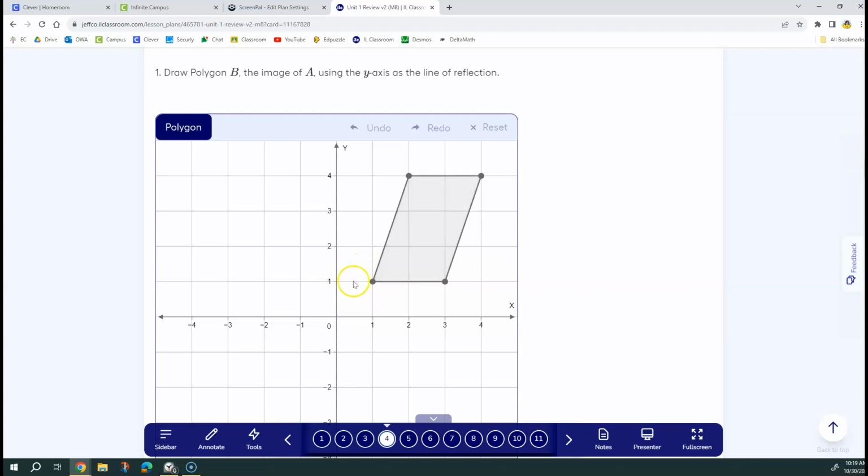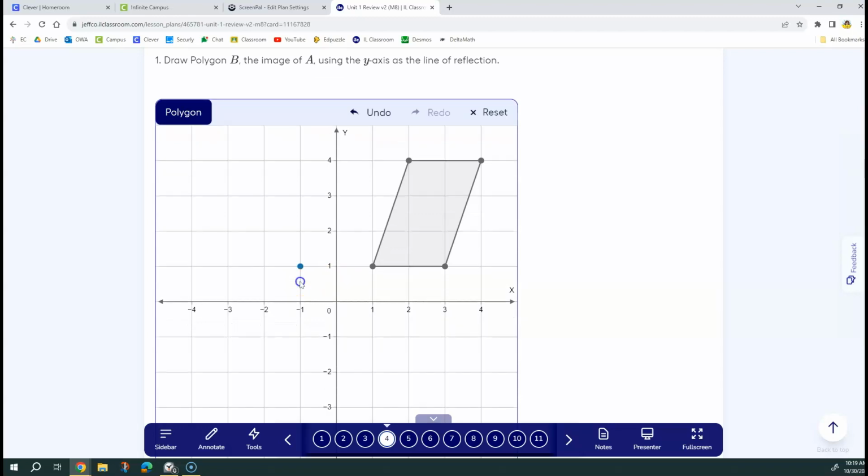Okay, this point is 1 away from my line of reflection. So now if I'm reflecting, I'm going to go 1 in the other direction, and that's where my first point is going to go. Now I'm going to use this point, right here, lower right. This point is 1, 2, 3 steps away from my line of reflection, the y-axis. So now I'm going to go 3 steps in the other direction. 1, 2, 3. So here's my next point, and you'll see it creates that line.